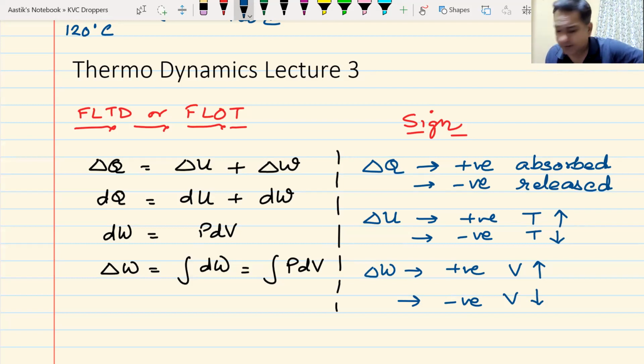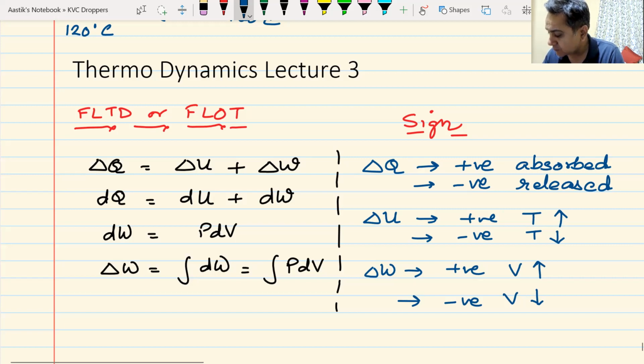Now what I'll do is I'll give you a small problem on this so that you can apply the sign convention. Where is my cursor? My cursor is roaming here. Okay, I'll give you a small problem so that we can understand how we apply this sign convention. So here is the question.